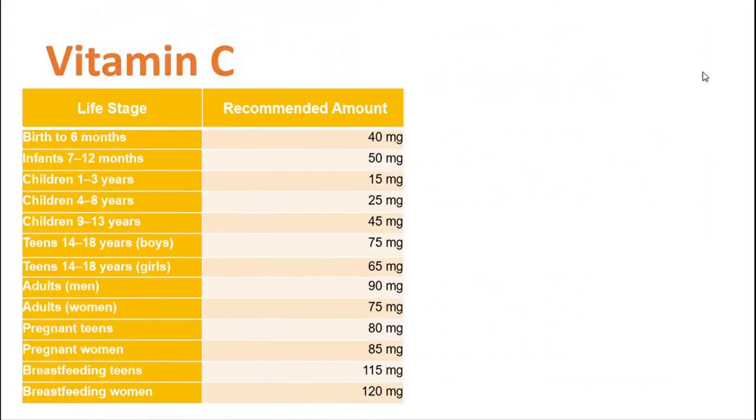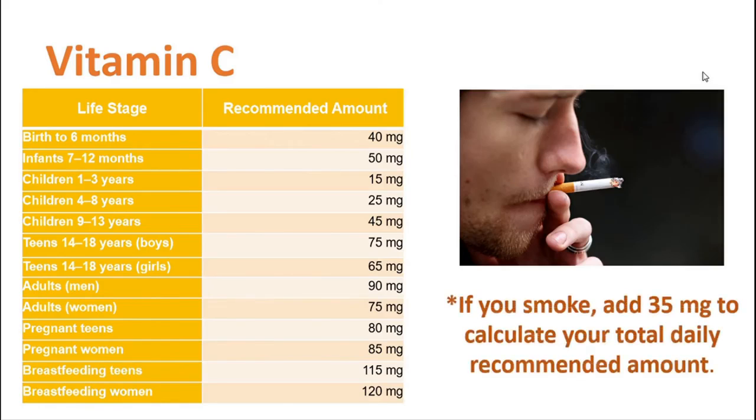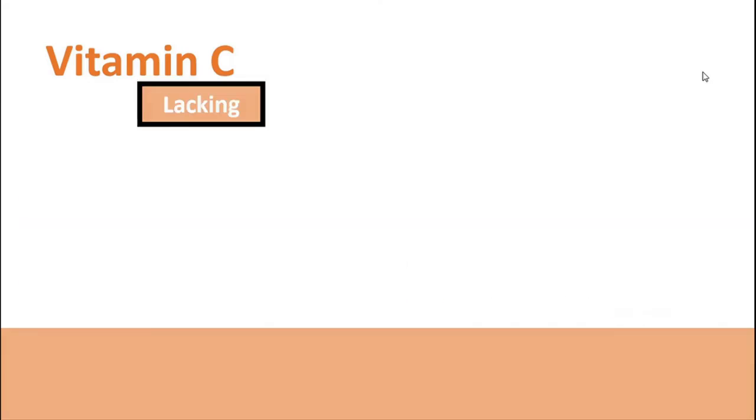And the daily recommended amount can depend on your age, as shown in this table. Especially, smoking can add 35 mg to your total daily recommended amount. So, what happens if you can't get enough vitamin C? The most common disease is scurvy.